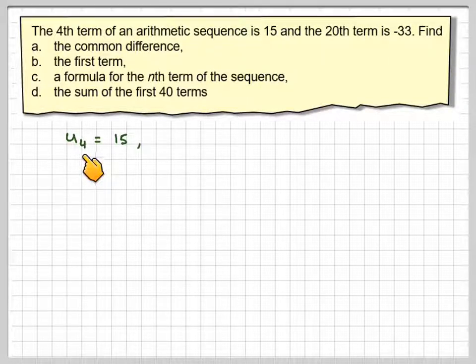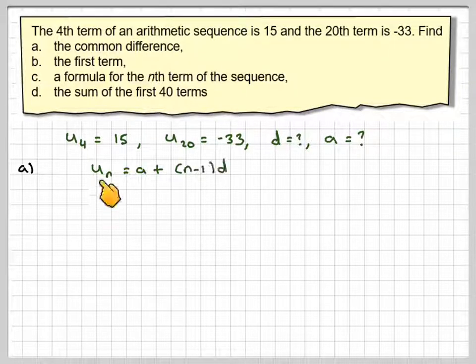Okay, so we start by extracting the information from the question. We've got U4, the fourth term, is 15. The 20th term is minus 33. We've got d, which we don't know, and a, which we don't know. We're going to have to find them in parts A and B, but the parts are related.